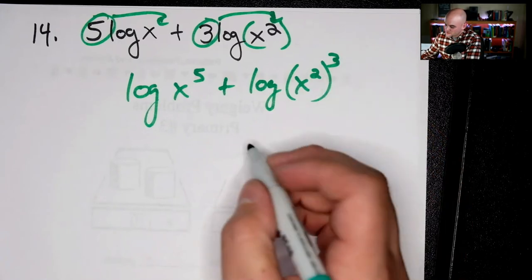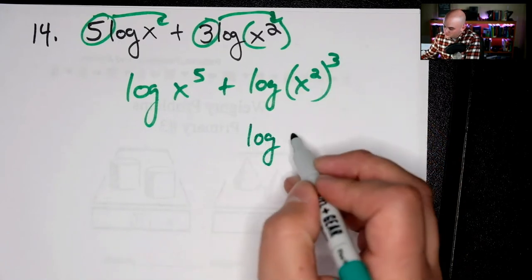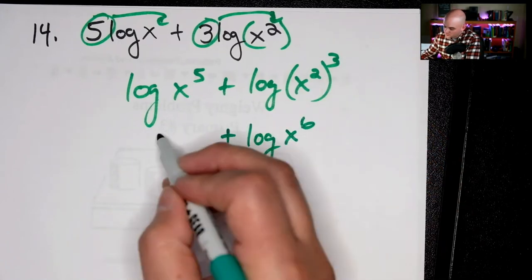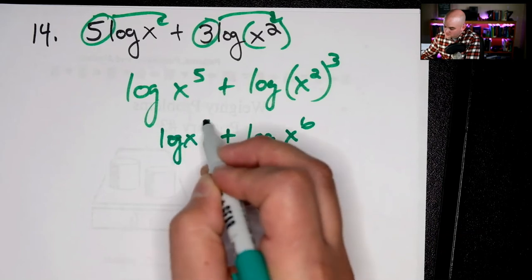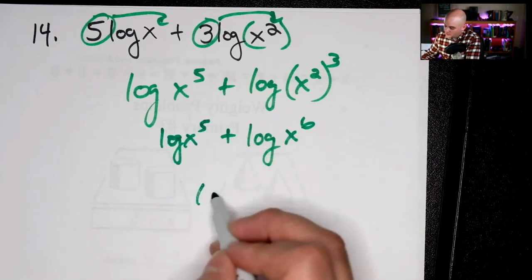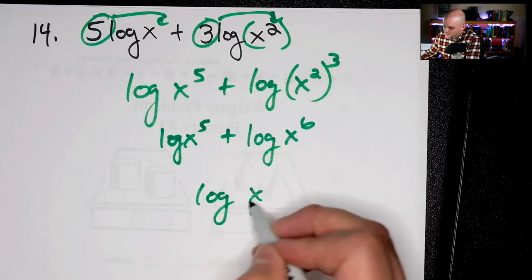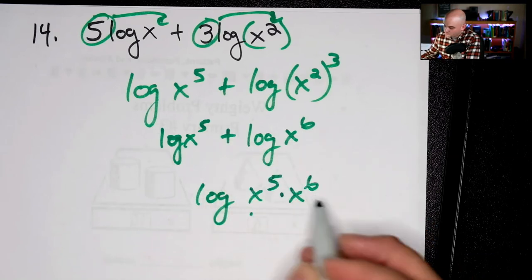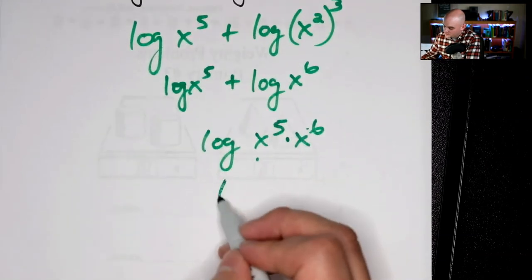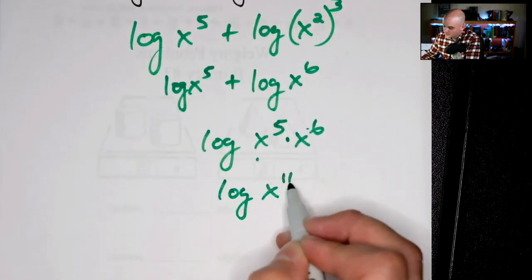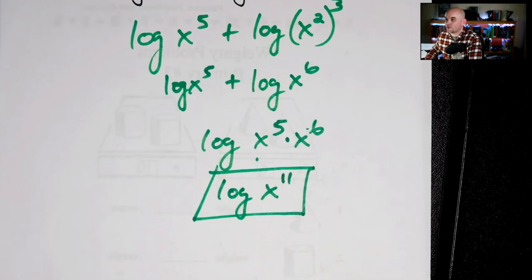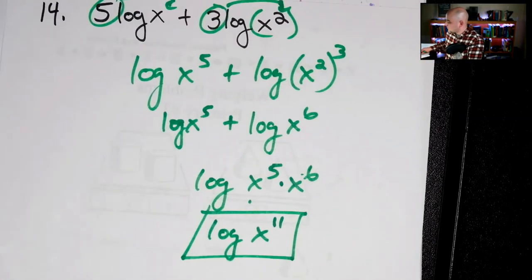So this is the same thing as the log of x to the 6th plus the log of x to the 5th. And I can combine those and make it the log of x to the 5th times x to the 6th. And remember, once again, we just add those exponents and you get the log of x to the 11th. Okay? Let's look at number 15.